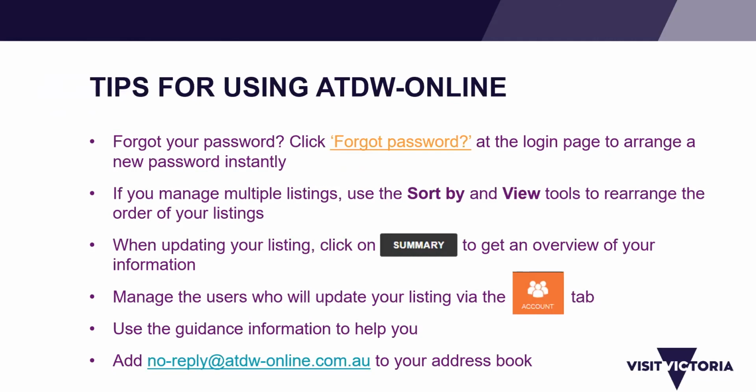If you have multiple users that will be managing your listing, you can give them individual access by registering them as additional users. This can be done by clicking on the Account tab. If you're unsure how to fill out your listing, you can use the guidance copy to help you. And finally, we would recommend adding the email address on the screen to your address book to ensure that you don't miss out on any important communications regarding your listing that may be blocked by your email spam filter.